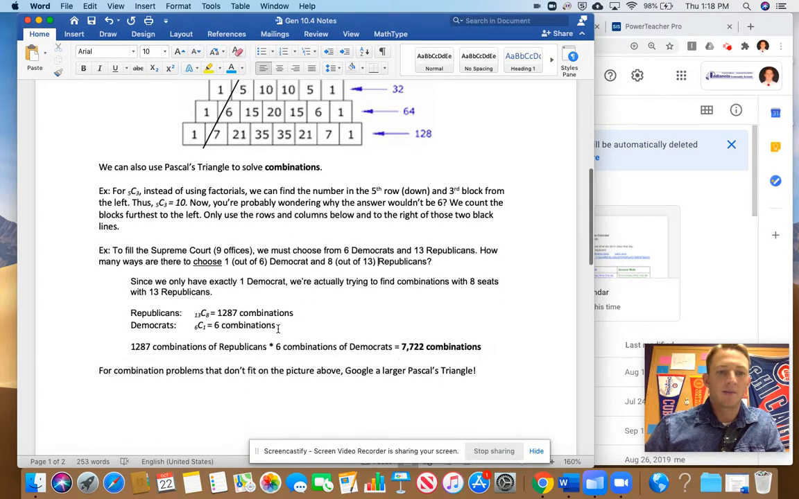And then the last problem we have, it's kind of tricky. We have 9 offices to fill in the Supreme Court, 9 spots. We have 6 Democratic candidates and 13 Republicans. From those 6 Democrats, we want to choose one, so we have a 6 choose 1 problem. And then out of those 13 Republicans, we want to choose 8. So we have 13 choose 8.